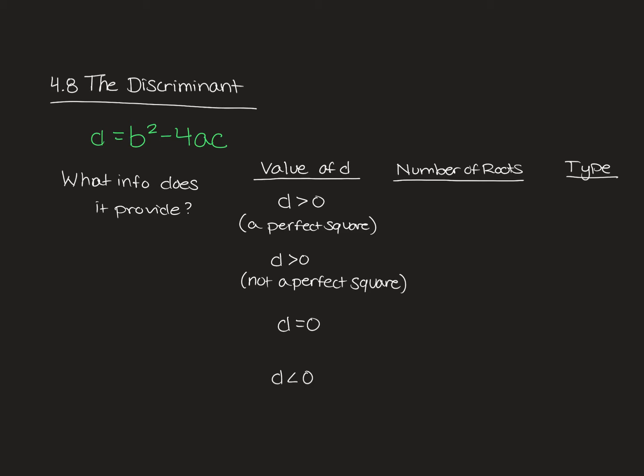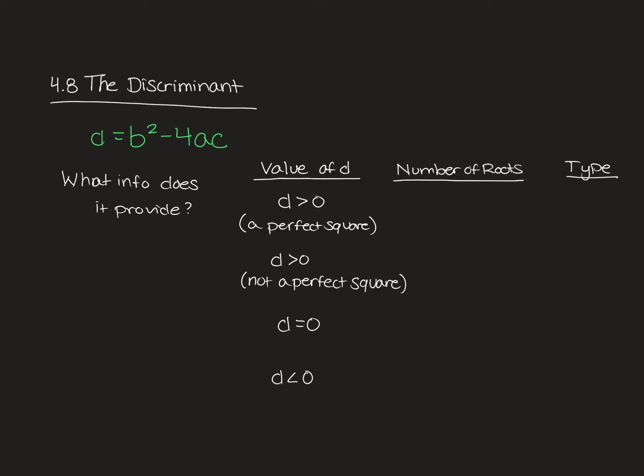In this video, we're going to talk about the discriminant. The discriminant is the stuff underneath the radical in the quadratic formula, or b squared minus 4ac. Now, what information does this thing provide? Why do we use it? Depending on the value of your discriminant, it will tell you the number of roots and the type.